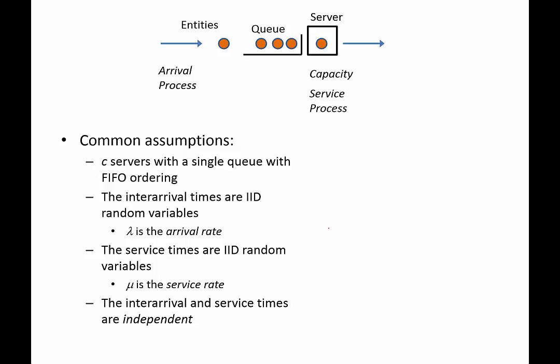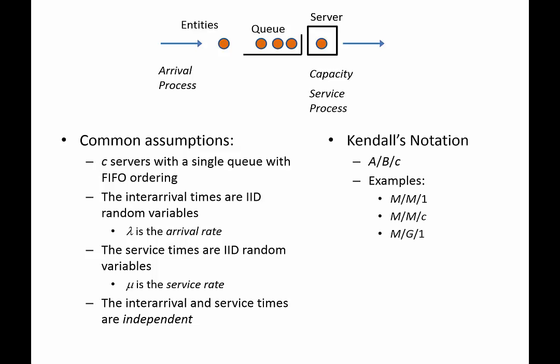First of all, we have C servers, which we've already talked about. In this case, we have a single queue with first in, first out ordering. The interarrival times are IID, which is independent identically distributed random variables, where lambda is the rate. And we also assume the service times are also IID random variables, where mu is the rate. And finally, we're also going to assume that the interarrival times are independent from one another.